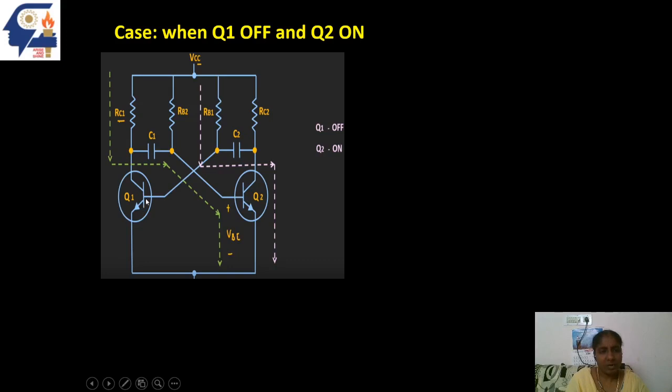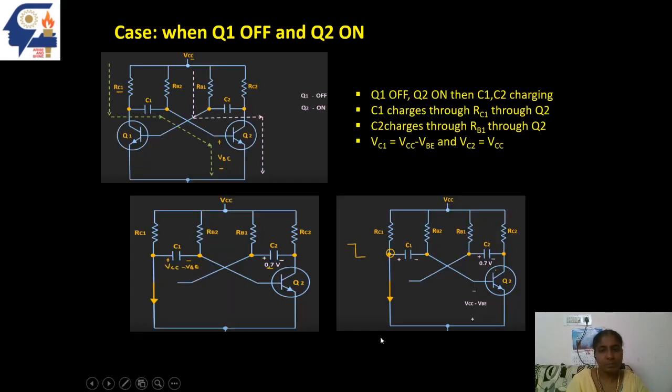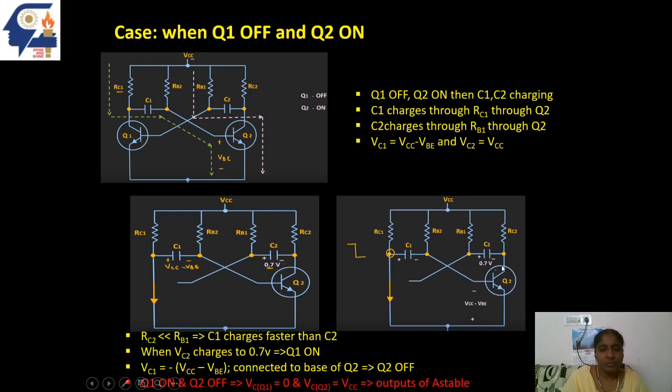Q1 has come on, and the other end is connected to ground level, so this negative potential is given to the base of Q2 transistor. Because of that, Q2 transistor will come to the off state. Now Q1 transistor is on and Q2 transistor is in the off state. We started off with Q1 off and Q2 on. At the end, we are coming up with Q1 on state and Q2 off state.